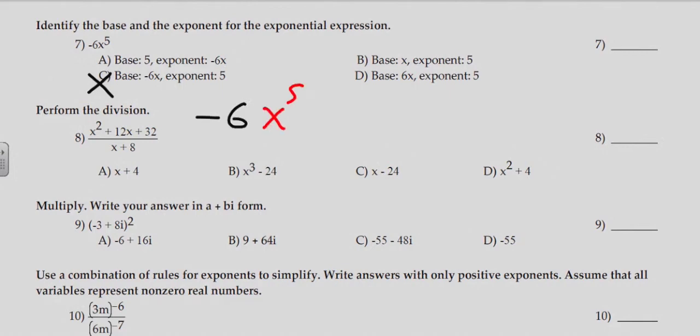But you should know that the 5 is only on the x, unless there is a bracket. There's no bracket, no parentheses, no grouping here. So that means the 5 is on the x only. The base is just x and the exponent is 5.